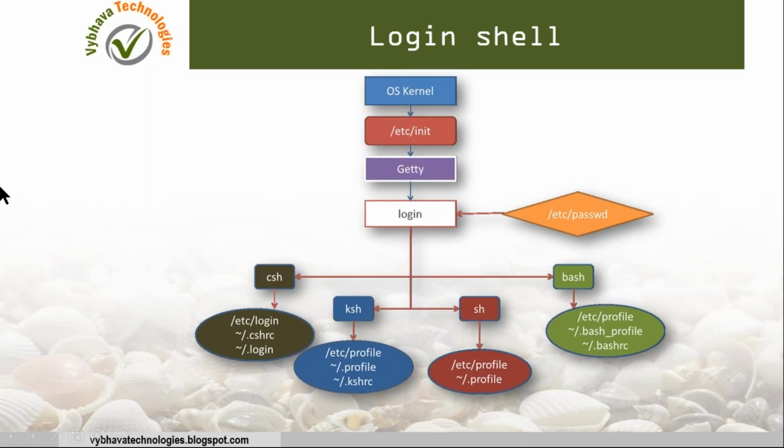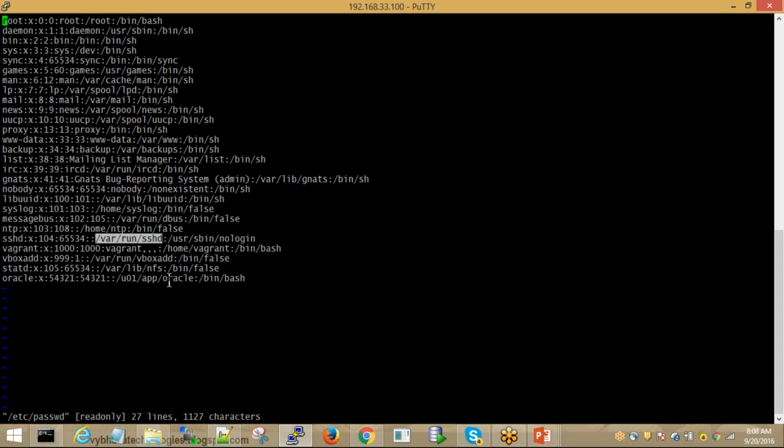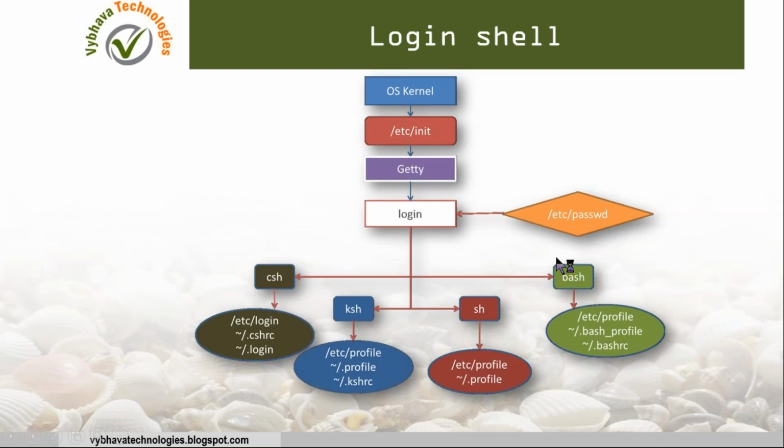Once you are logging into the Oracle user, Oracle is verified in this file. It is available, then what is the shell it is having? There is a line in the same file: you can see Oracle is using the bash shell, bin bash. Accordingly, it will go to bash and first execute etc profile. Then if the Oracle home directory has a bash profile, that will be executed. Otherwise, it is going to execute bash rc, any one of them.